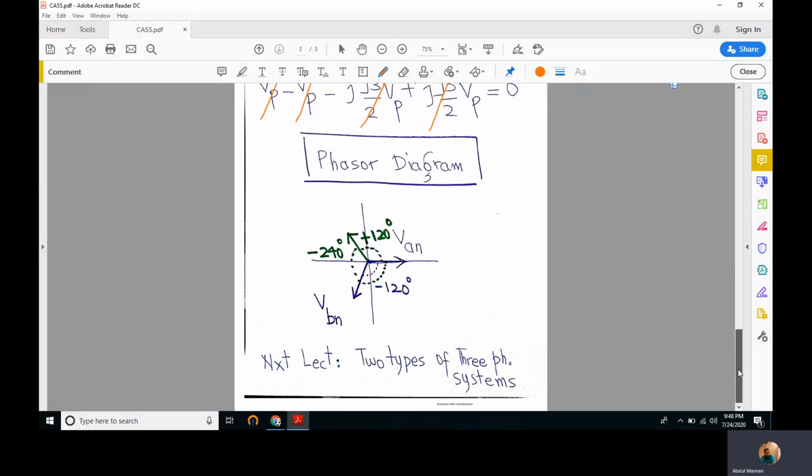Then they can be represented the same as a phasor diagram. If we have VAN at an angle of 0, VBN is plotted at an angle of minus 120, and this is VCN. I missed it. This is VCN. It is at an angle of minus 240, going clockwise. But we can also represent this minus 240 as plus 120 if we go counterclockwise.